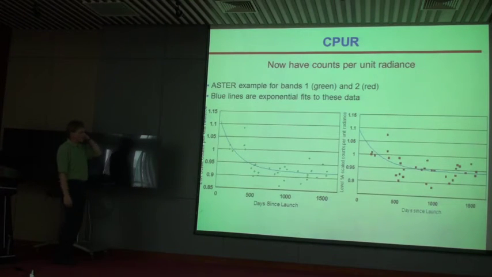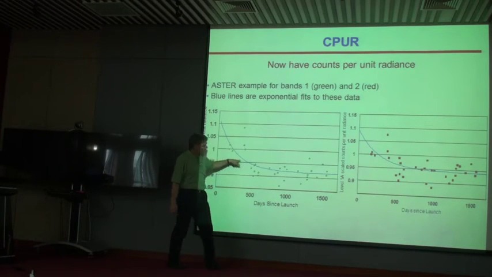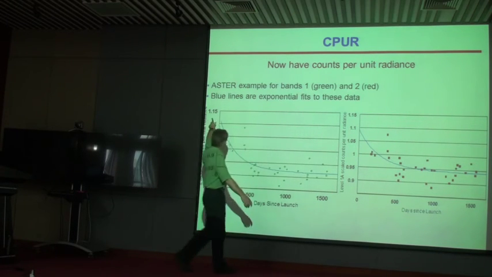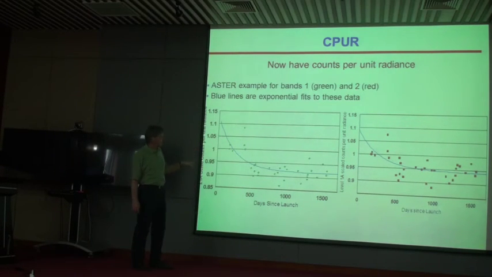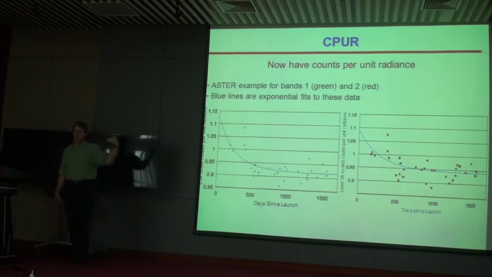Some example results, counts per unit radiance. So these are level 1A data from ASTER. And you've seen this a couple of times where it shows a probable degradation. The scale is the same in both of these. But you can see that the two bands have slightly different degradation rates from each other. If you had done this in 1B, you may not see that degradation. You would see it as a radiance validation change, or that in fact the validation is agreeing as a function of time.